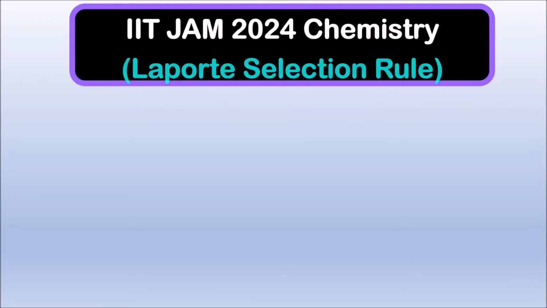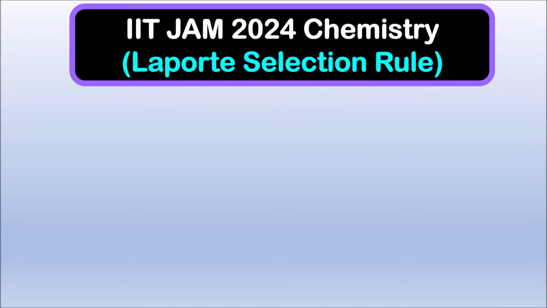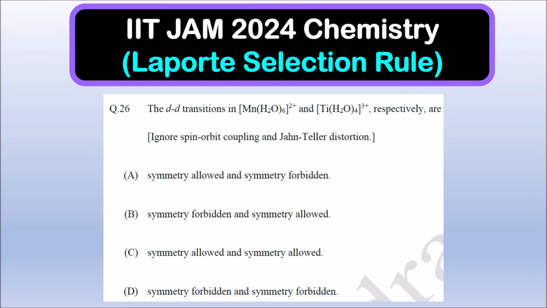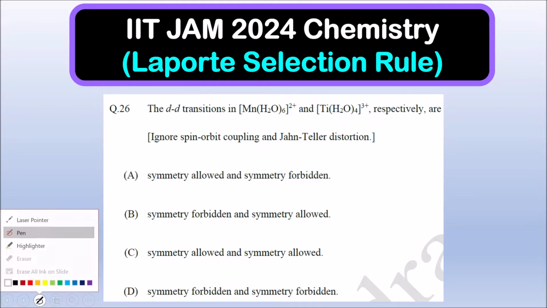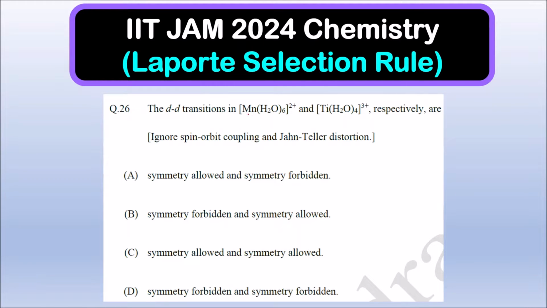So in this video again we are going to solve a question that was asked in the JAM 2024 chemistry paper. That is again based on the Laporte selection rule. Okay, what is the question? The d-d transitions in manganese hexa aqua complex and a titanium tetra aqua complex respectively are... ignore spin orbit coupling and Jahn-Teller distortion.